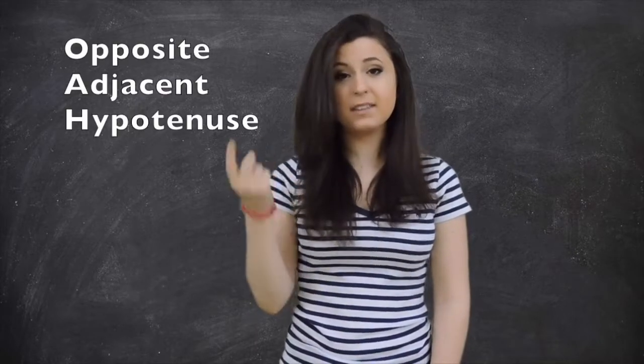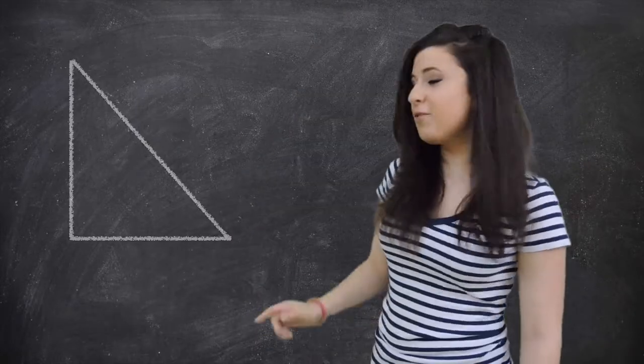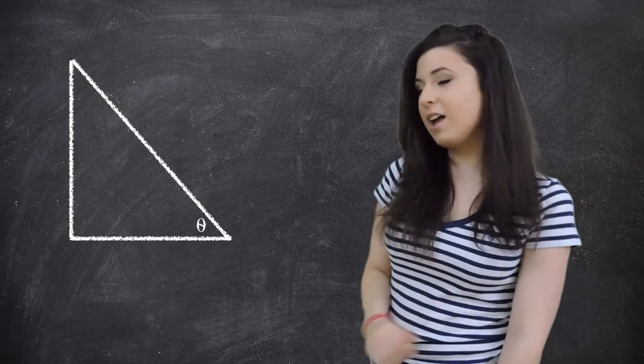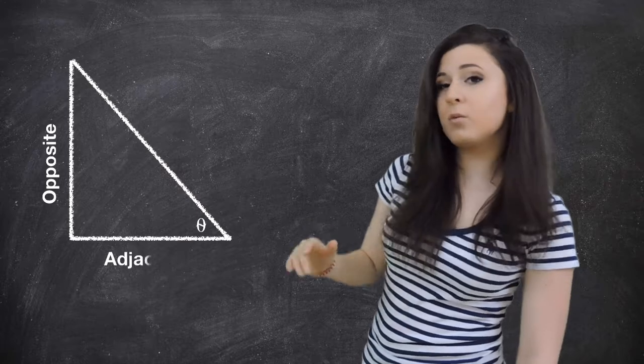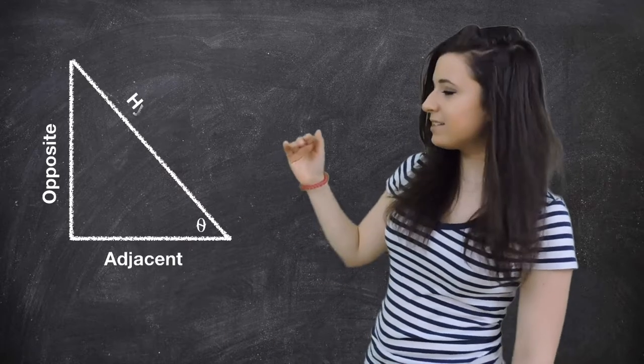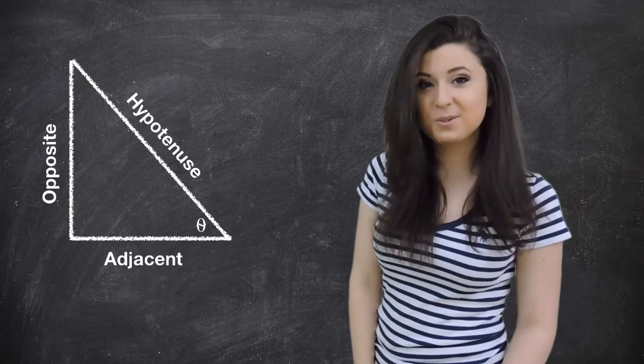The three sides of a right triangle are called the opposite side, the adjacent side, and the hypotenuse. If we were solving for this angle in the triangle, the side that's the farthest away would be the opposite side, the side on the bottom would be the adjacent side, and the longest diagonal edge would be the hypotenuse.